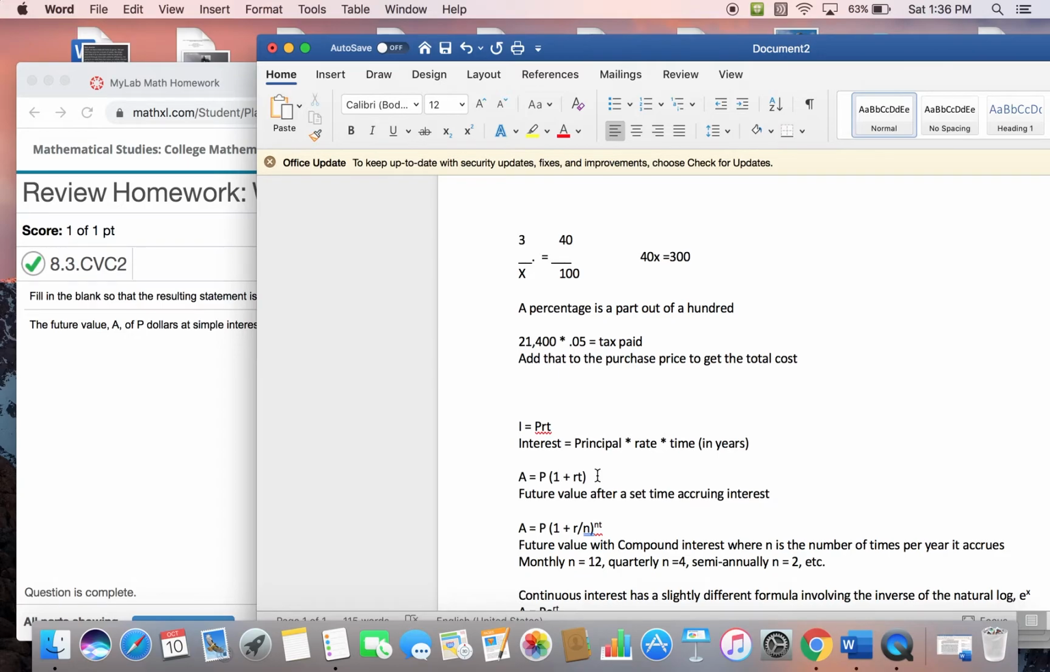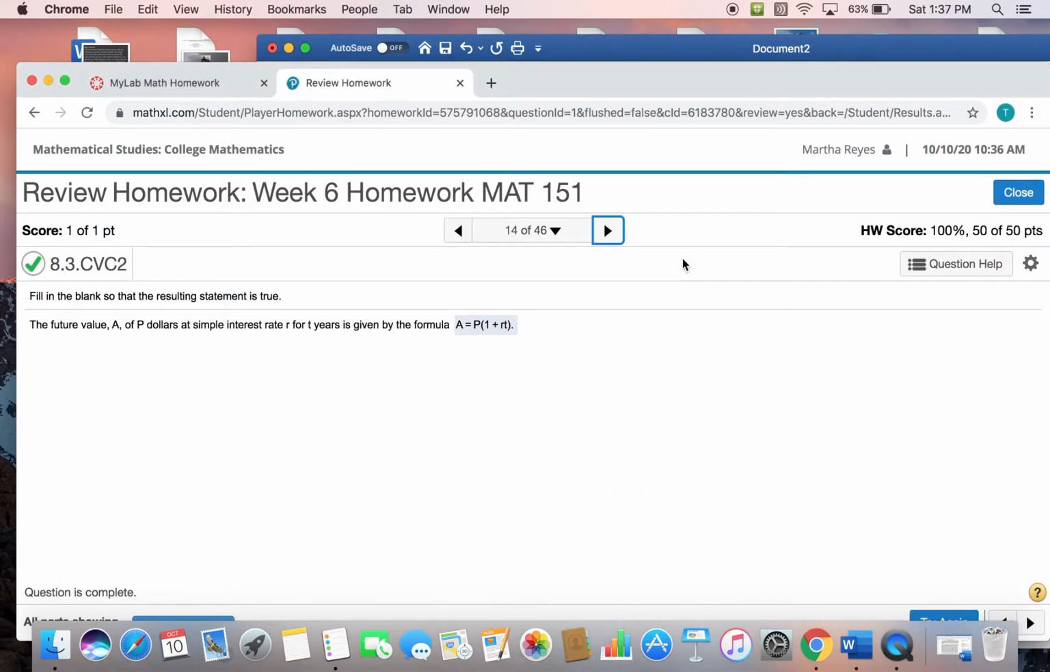Okay, so if it were 3 years, it would be a 3. If it were 6 months, the T would be a 0.5 for half a year. If it were 3 months, it would be a 0.25 for a quarter of a year. So T is in years, and if it's in months, it has to be expressed as a fraction. The rate is simply the interest rate as a decimal. Okay, so 0.04 would be 4%.